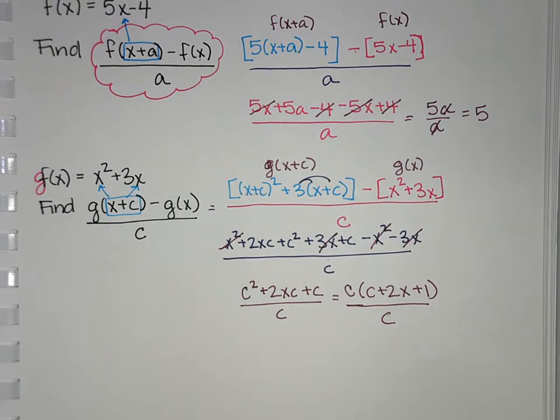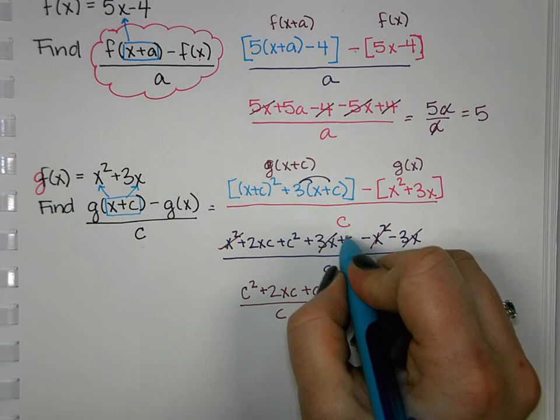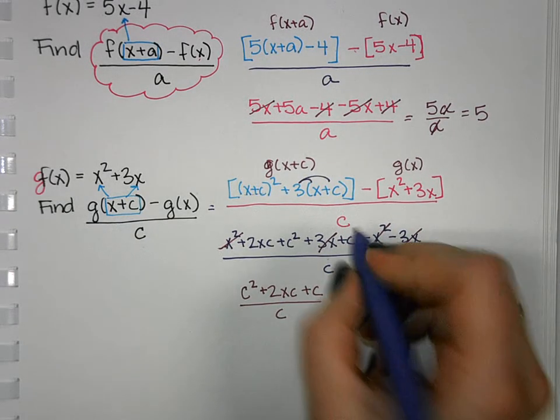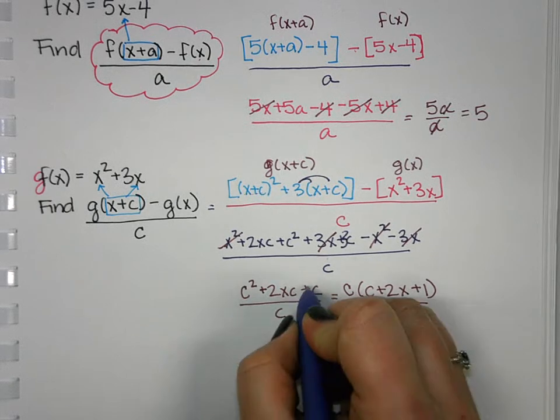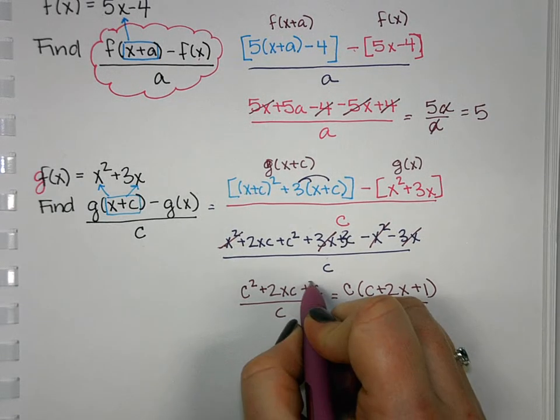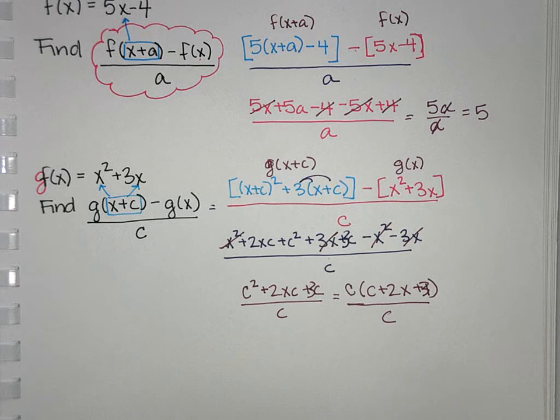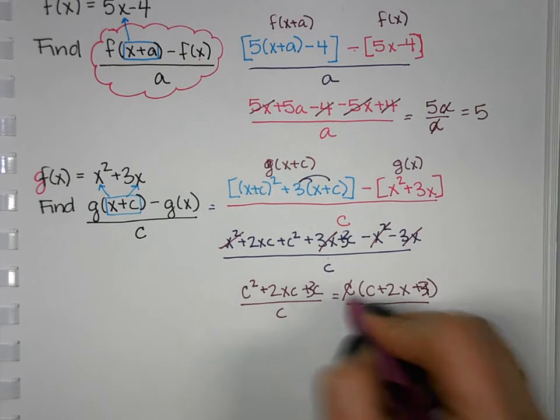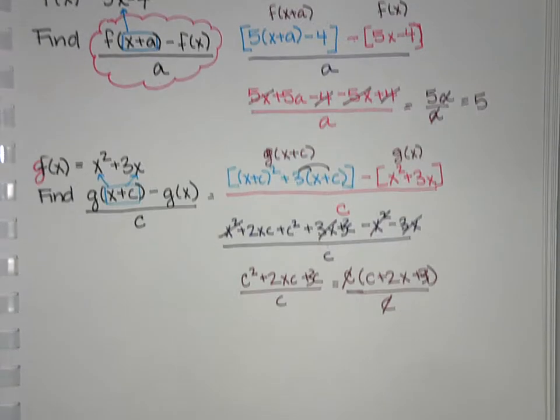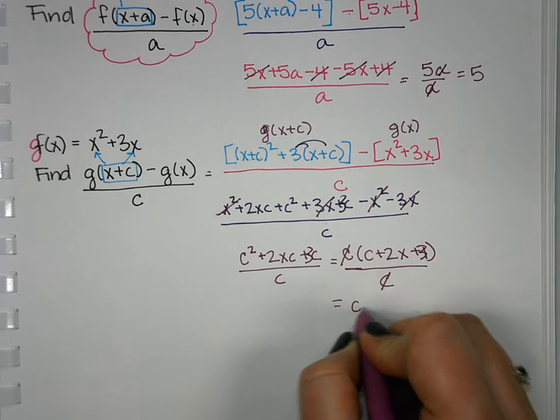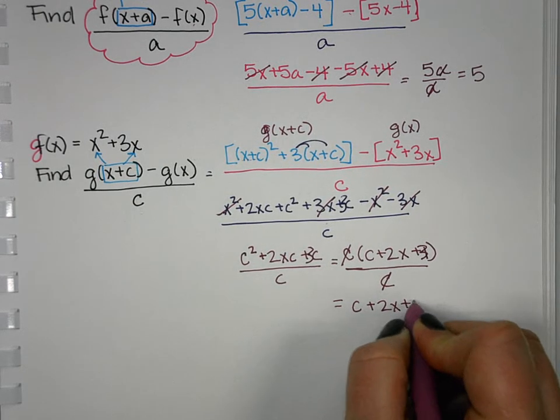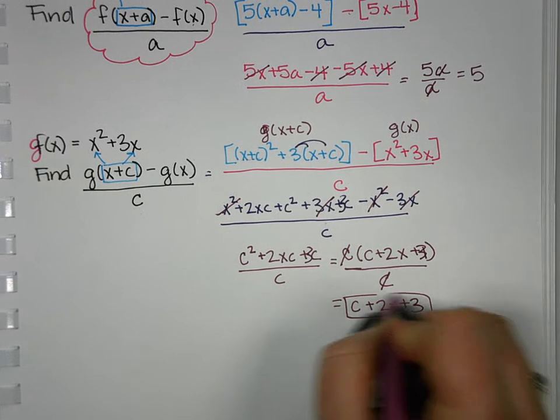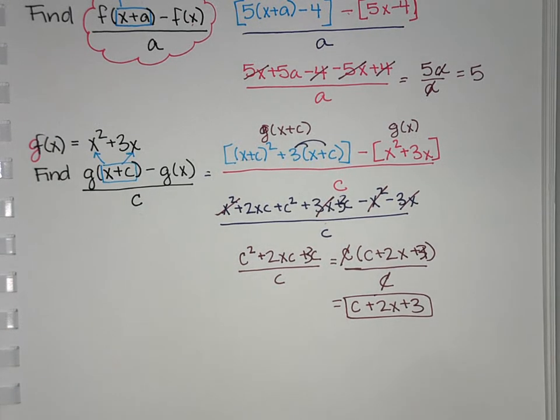Except I just noticed a mistake. This is supposed to be a 3c. So this is supposed to be a 3c. So this is supposed to be a 3, not a 1. Once we factor it out, we can cross the c off. And with what we're left, c plus 2x plus 3, that would be our final answer. Sorry, guys.